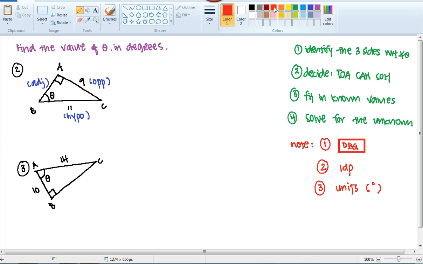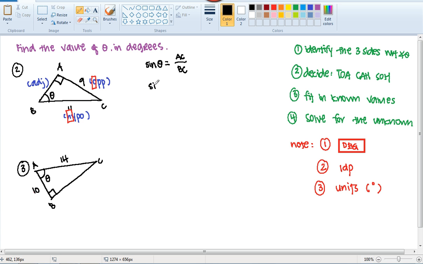Okay, so let me see what are the known values that I have. I have got the length of AC, which is my opposite, the length of my BC, which is my hypotenuse. So with O and H, I'm going to now decide whether do I use TOA, CAH, or SOH. So with O and H, I'll use SOH. Okay, so once I've decided, I'm going to use SOH. So I say sine theta equals to opposite, which is my AC, divided by my hypotenuse, which is my BC.